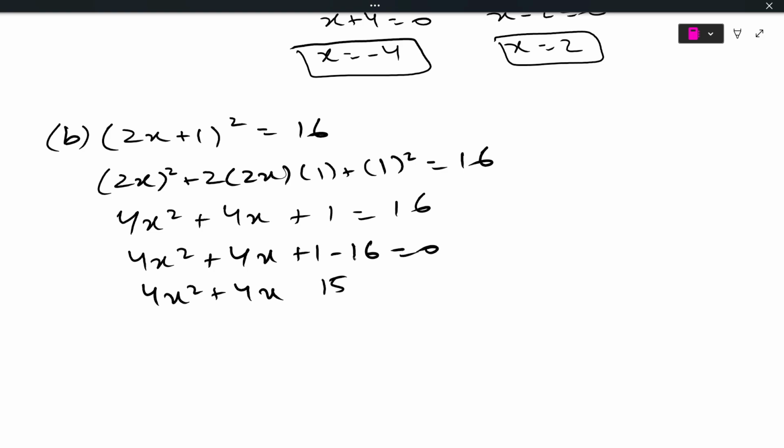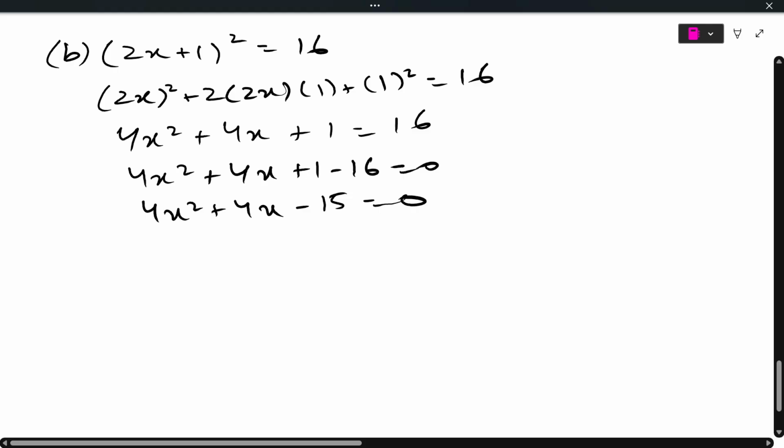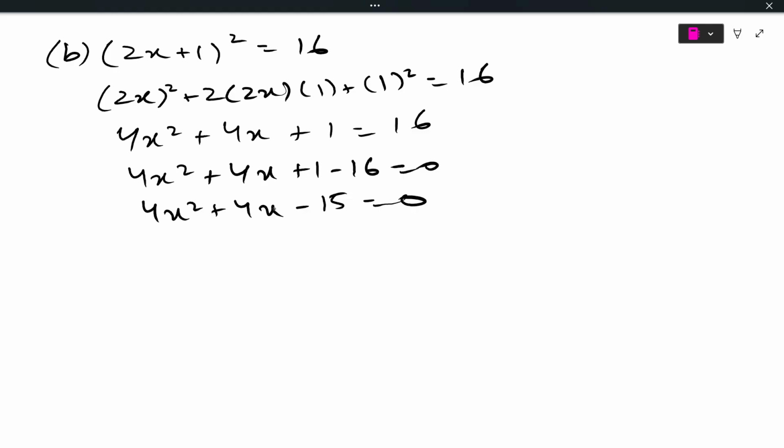So that's going to be 15. The sign is always of the greater number, so minus 15 is equal to 0. Okay, so now we have this quadratic equation in front of us, 4x square plus 4x minus 15. Now the point is, can I take anything common in these three? No, I cannot, right? So first of all, I got this quadratic equation.